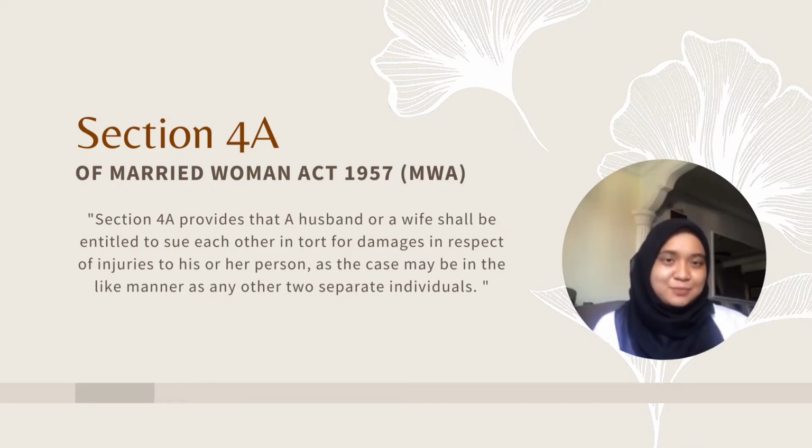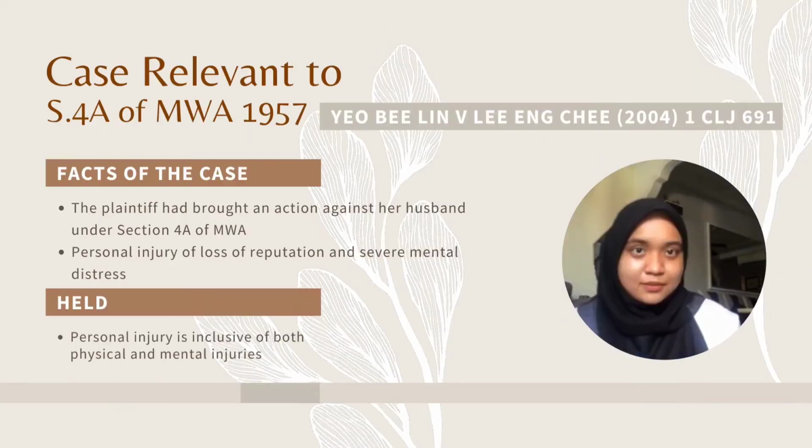Moving on to the next provision, Section 4A is a new section which was added in 1994. This section is all about the capacity of husband and wife to sue each other for personal injuries. Under the Married Women Act 1957, Section 4A provides that a husband or a wife shall be entitled to sue each other in tort for damages in respect of injuries to his or her person, in the like manner as any other two separate individuals.